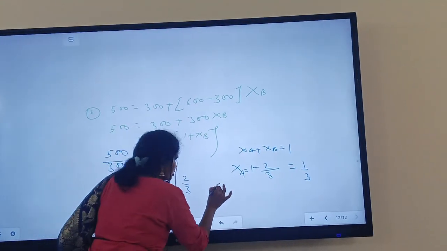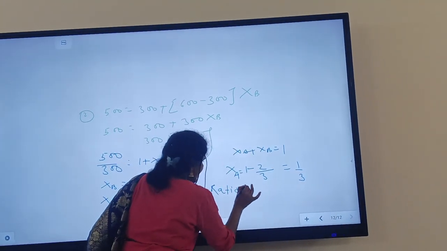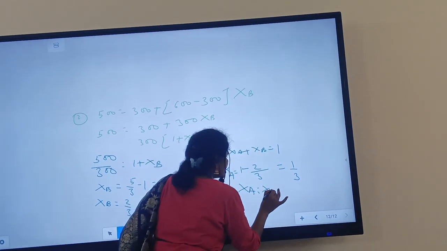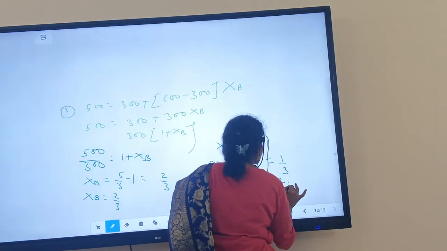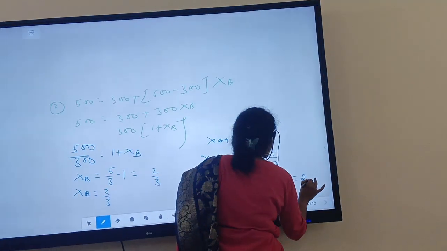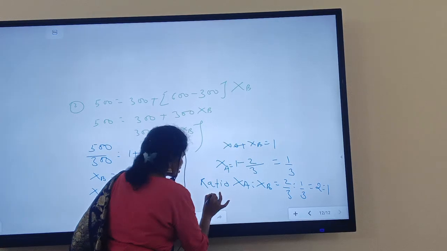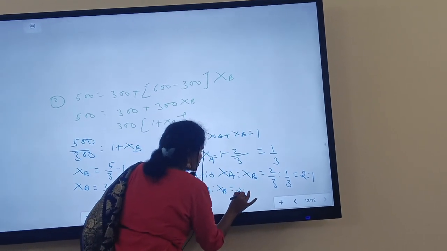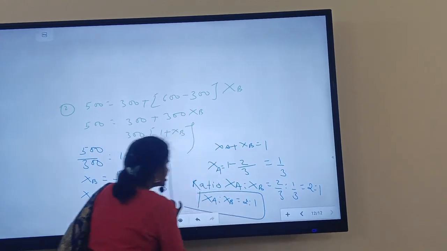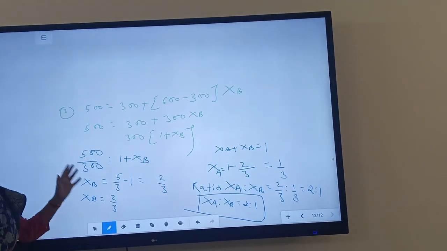What is the ratio? Xa is to Xb is equal to 1 upon 3 to 2 upon 3. It means 1 is to 2. What is the answer? The composition of each component, Xa versus Xb, is 1 is to 2. This is the final answer. Each component.